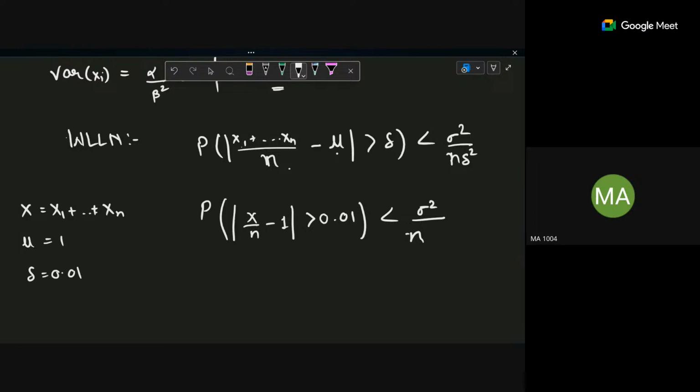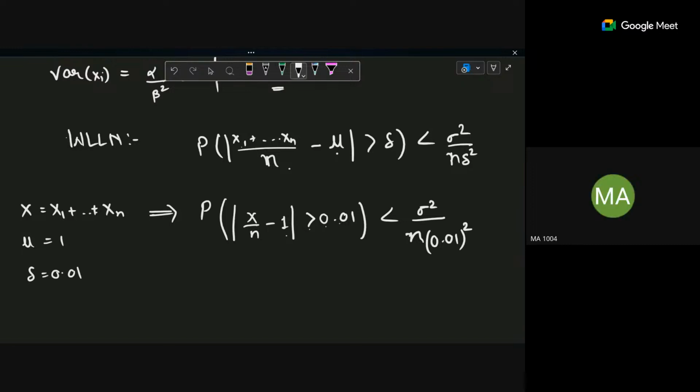Sigma square by n should be the variance of the sample mean, which is 1. So just take it one by one, step by step. If I want to calculate x by n minus 1 greater than 0.01, this is my delta, right? 0.01 is delta. And now I know that by weak law of large number, my question will reduce to these things, right? 0.01 square. Is it fine if I write like this?